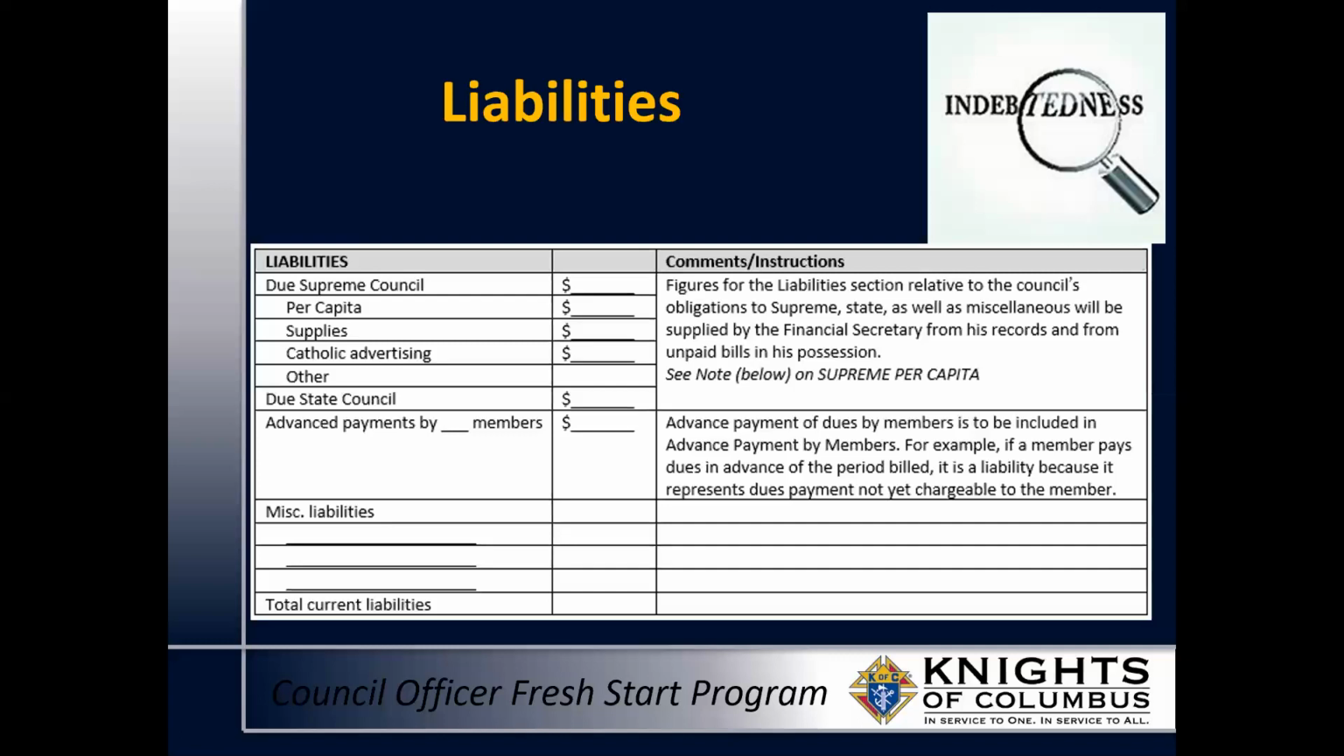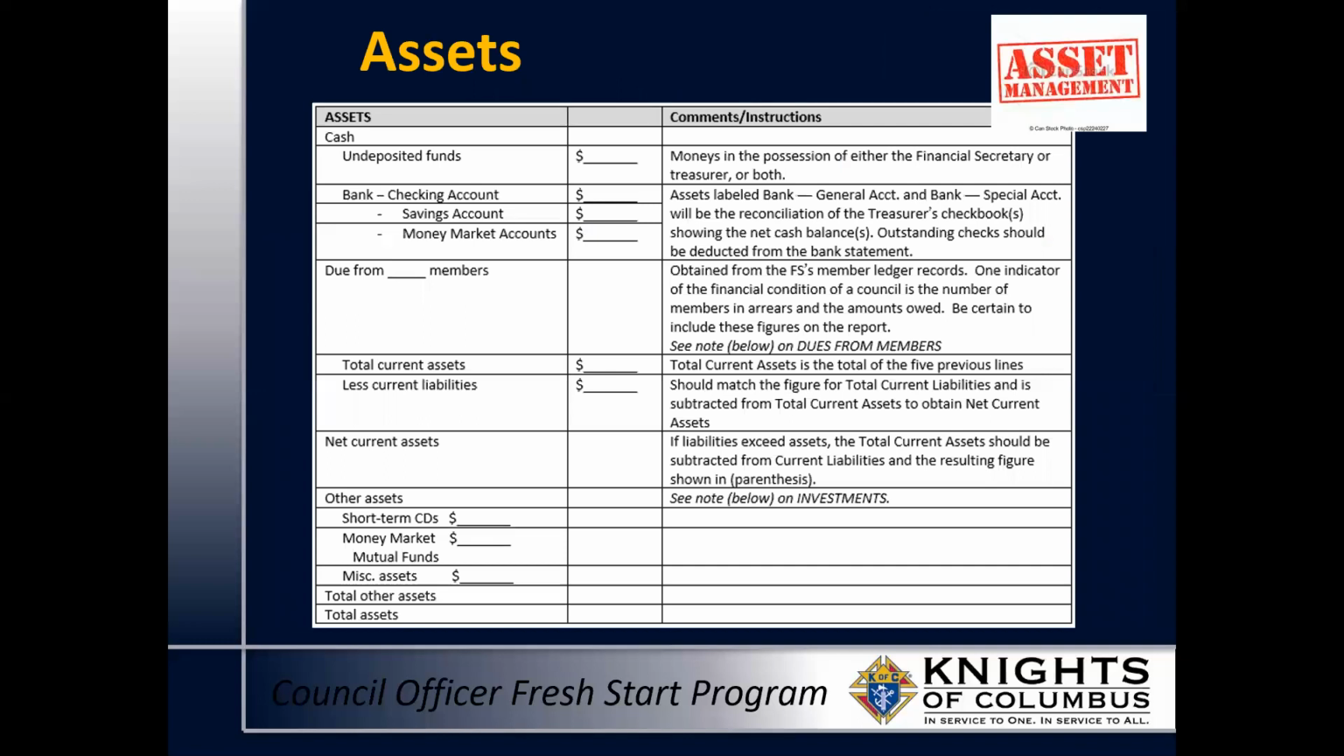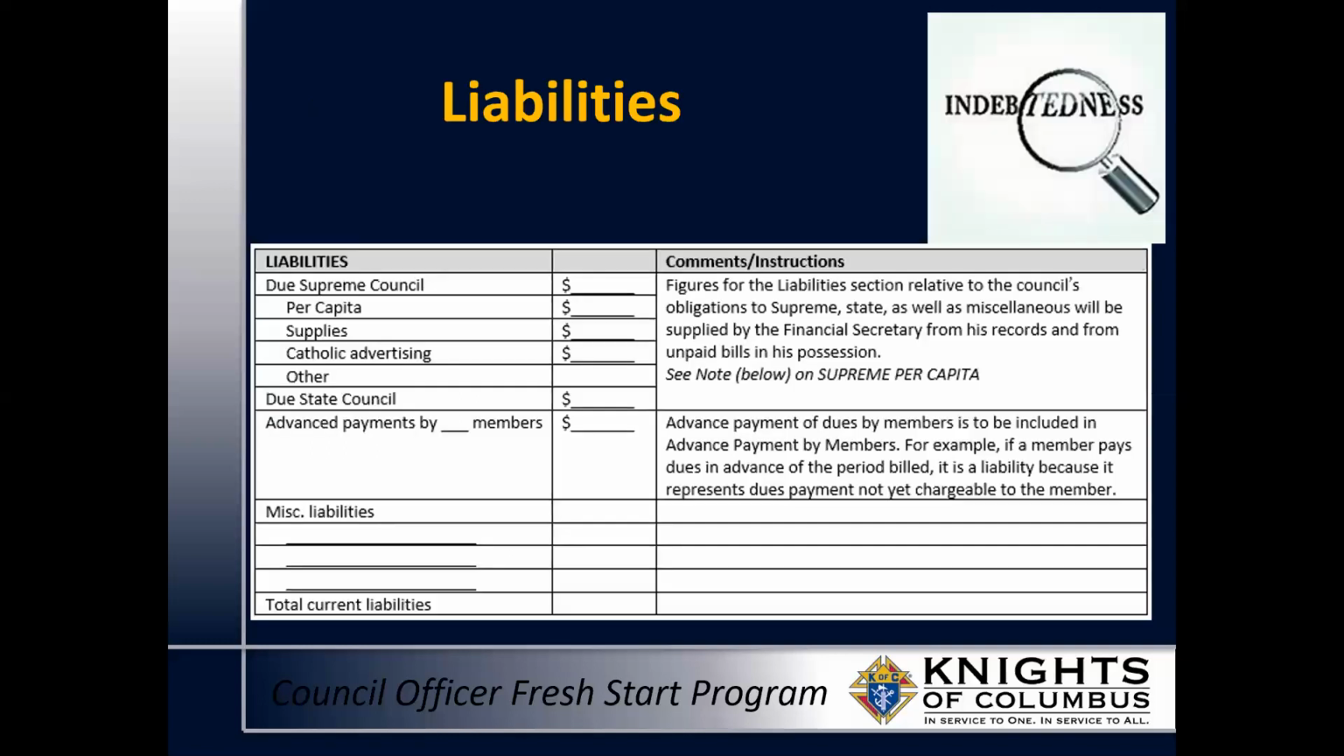So going back one slide, you can see the line in the middle there says less current liabilities. Whatever that number was on this slide for total current liabilities would go on that line, and that would be a subtraction from your assets. So really what this is trying to do is say, what is your council's net worth? That's really what we're trying to establish here.